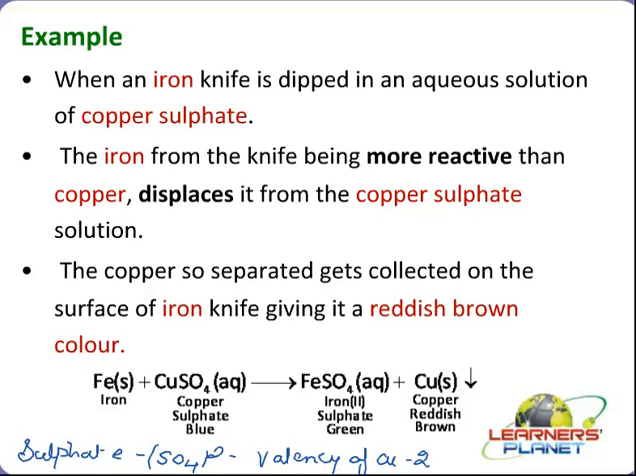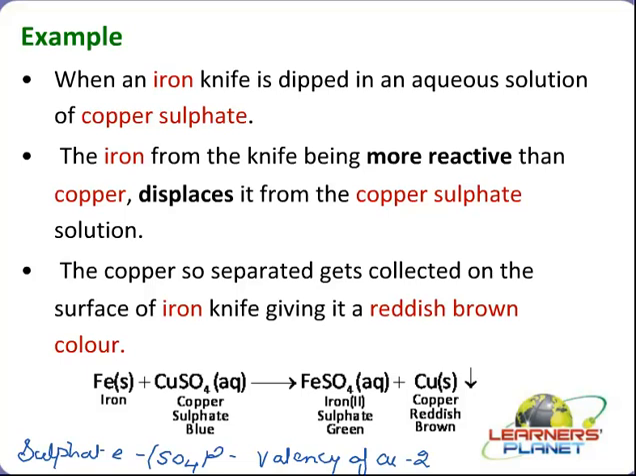Now if I dip iron in copper sulfate solution, what I'll get is iron sulfate and copper. What does this mean? That iron is more reactive than copper and it has formed a bond with sulfate, forming iron sulfate and copper. Copper gets precipitated.